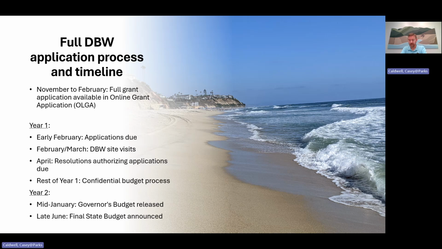After the deadline, DBW staff will plan site visits in late February or March to verify information in submitted applications and to meet local staff. By April, by a deadline that will be indicated in the application itself in OLGA, a fully executed resolution from your agency's governing board or council that authorizes submittal of the application must be received by DBW over email. Now, ideally, we'd receive that resolution concurrently with the application itself, but we know that's not always possible or feasible.